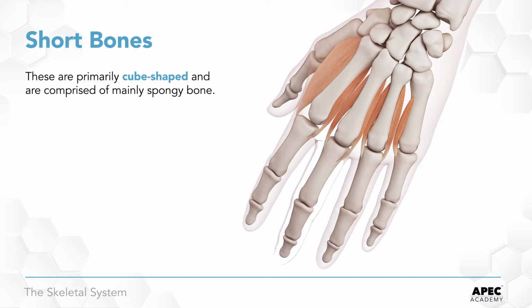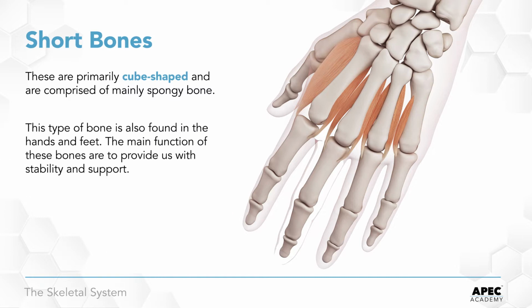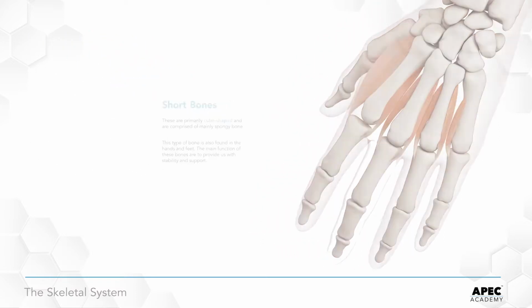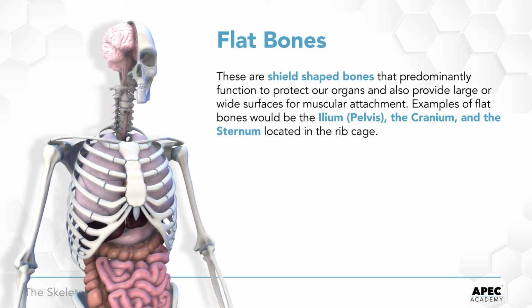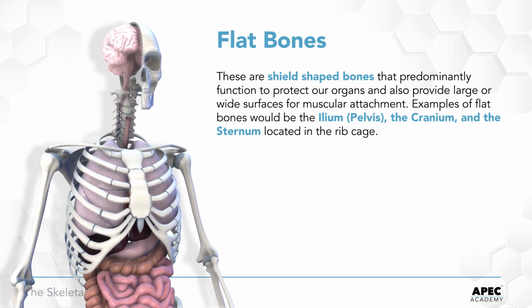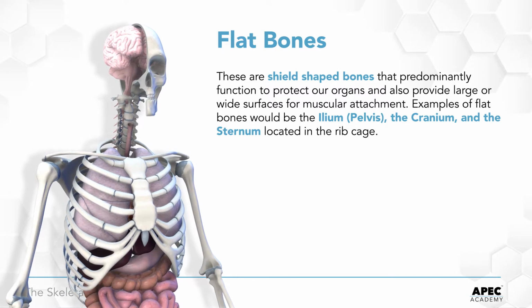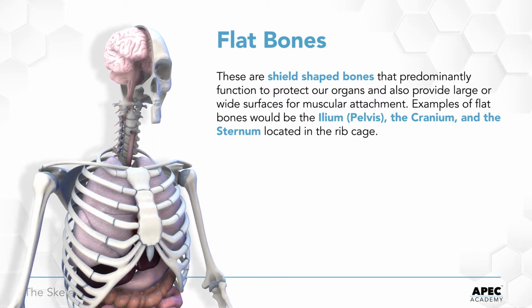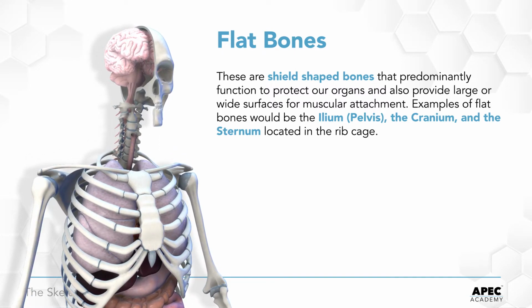Moving on, we have short bones. These are primarily cube-shaped and are comprised of mainly spongy bone. This type of bone is also found in the hands and feet. The main function of these bones is to provide us with stability and support. Next, we have flat bones. These are shield-shaped bones that predominantly function to protect our organs and also provide large or wide surfaces for muscular attachment. Examples of flat bones would be the ilium, pelvis, the cranium, and the sternum, located in the rib cage.